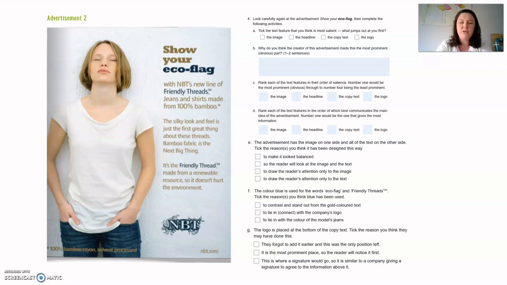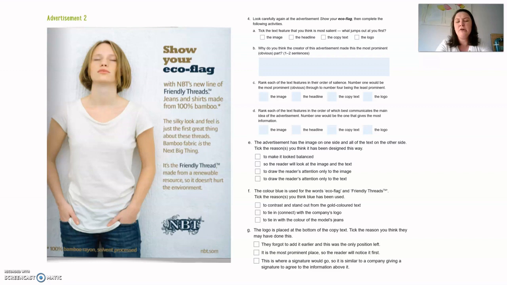I think it is to tie in with the company's logo because the logo is navy blue and logos usually stay the same. Nike doesn't change its logo from one advertisement to the other. It's always a black tick. So I think they want to tie in with the logo.